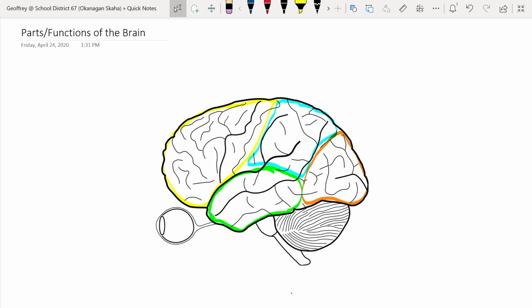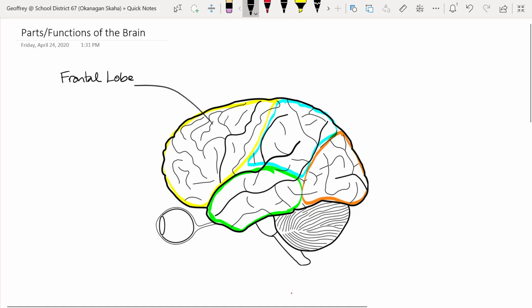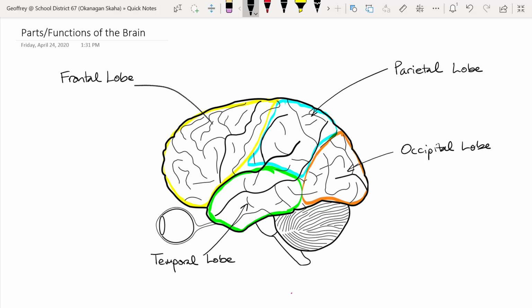So we're going to start with just labeling the different parts, and I've already highlighted the parts. We've got our frontal lobe, and then we have our parietal lobe, our occipital lobe, our temporal lobe, and our cerebellum. We're going to add some more things to that. And the main part, those colored parts, the yellow, the aqua, the green, and the orange, all make up our cerebrum.